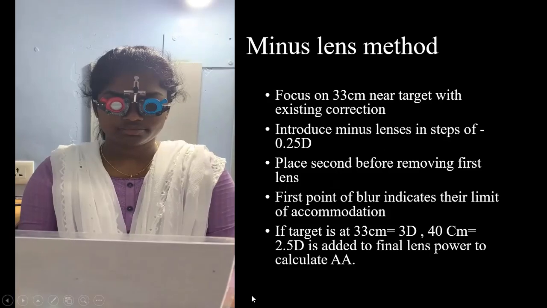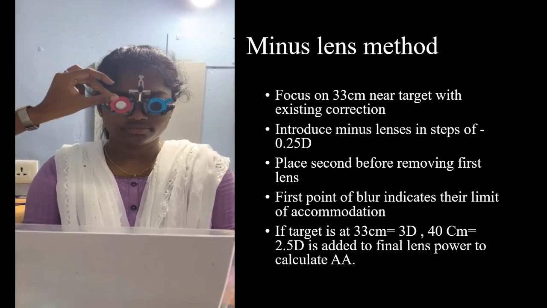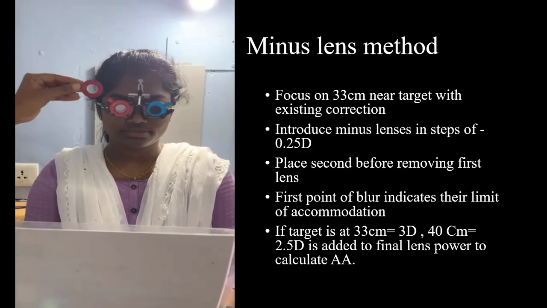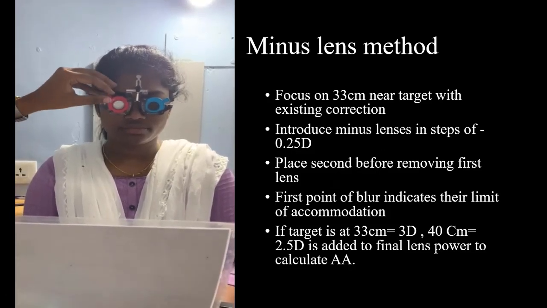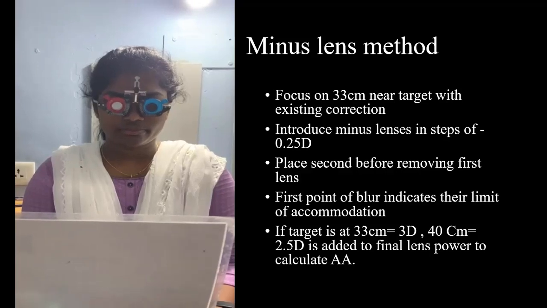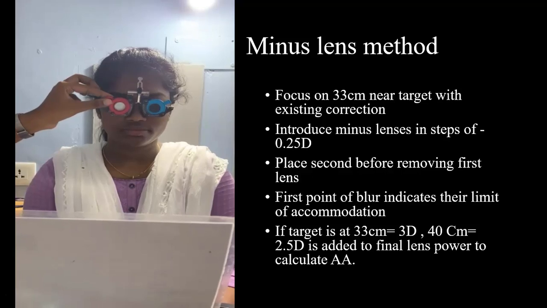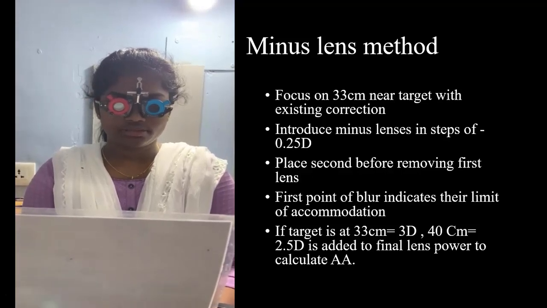The patient has to focus on a 33 centimeter near target with existing correction, and one eye is occluded. We have to introduce minus lenses in steps of 0.25 diopters. The second lens is placed before removing the first lens. And the first point of blur will indicate their limit of accommodation. So however much minus they are able to accept, that we have to take.